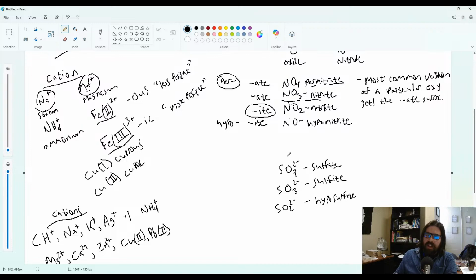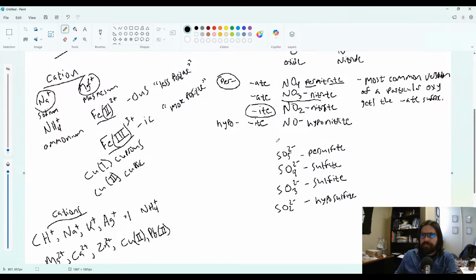Okay. And on the other hand, if I wrote down persulfate, okay, then that would mean that I would have one more oxygen than the normal sulfate. So this would be SO5.